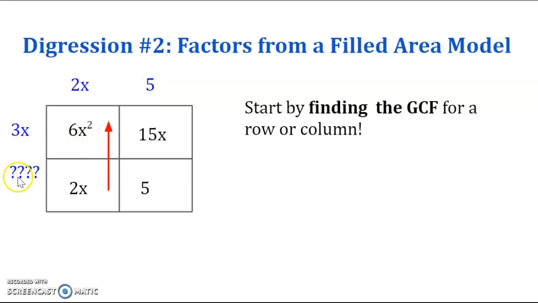Now the only thing we're missing is this. For this number, to get this number, you're multiplying this 2x times this question mark number, right? What does that number have to be? 2x times what is 2x? This has to be positive 1.